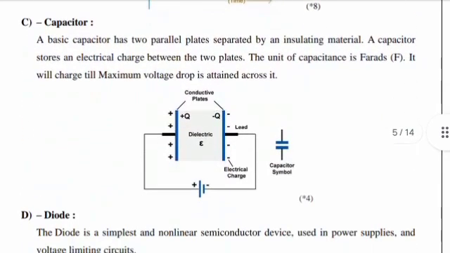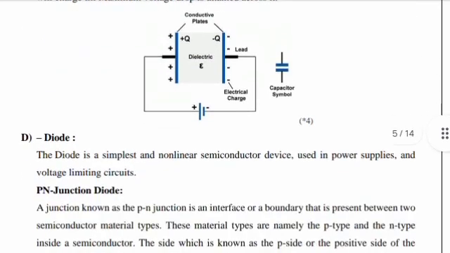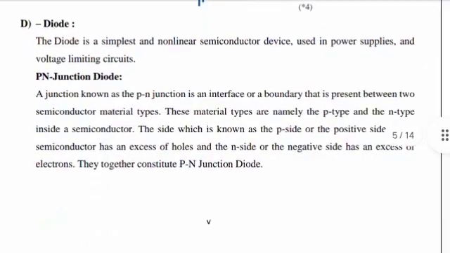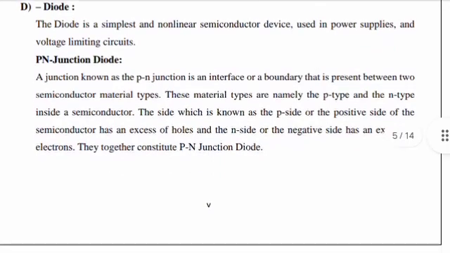Then capacitor. A basic capacitor has two parallel plates separated by an insulating material. A capacitor is used to store an electrical charge between those plates and its unit is farads. It will charge till maximum voltage drop is attained across it. Then diode. Diode is the simplest non-linear semiconductor device used in power supplies and voltage limiting circuits. PN junction diode.